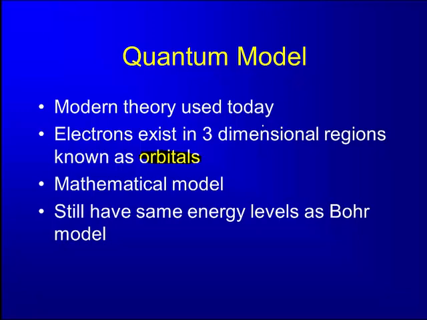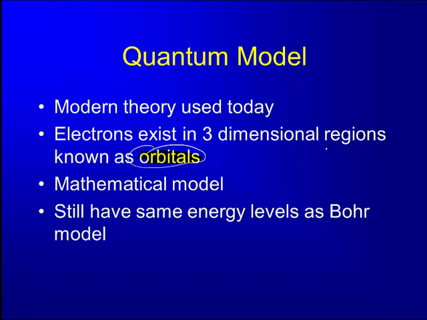The difference: electrons exist in a three-dimensional region known as orbitals. Look at how I've already highlighted that. You need to know what orbital means. And what is it? It's just that three-dimensional region. It is a mathematical model. It is just a probability of where an electron is going to be at some time.